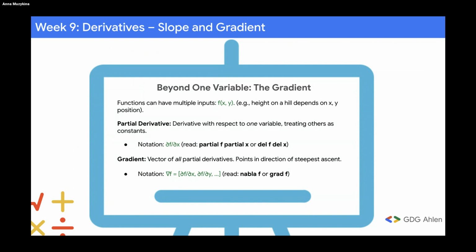We use partial derivatives. A partial derivative is a derivative with respect to one variable while treating all other variables as if they were constants. The notation uses a curly d symbol, like partial f, partial x, or sometimes del f, del x. This tells us how fast f changes if we only move in the x direction.